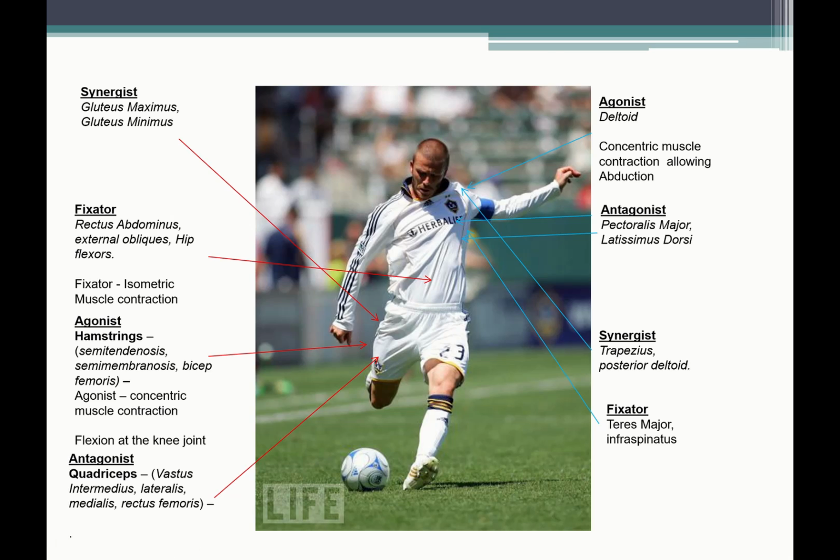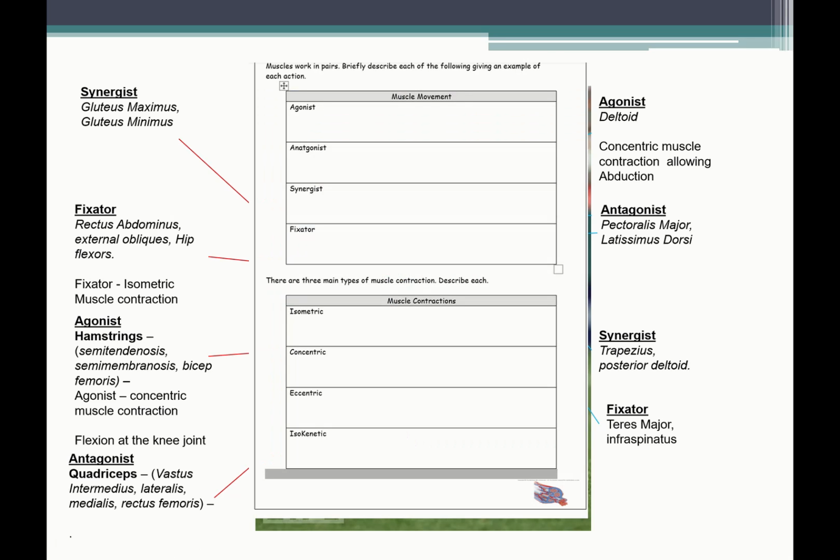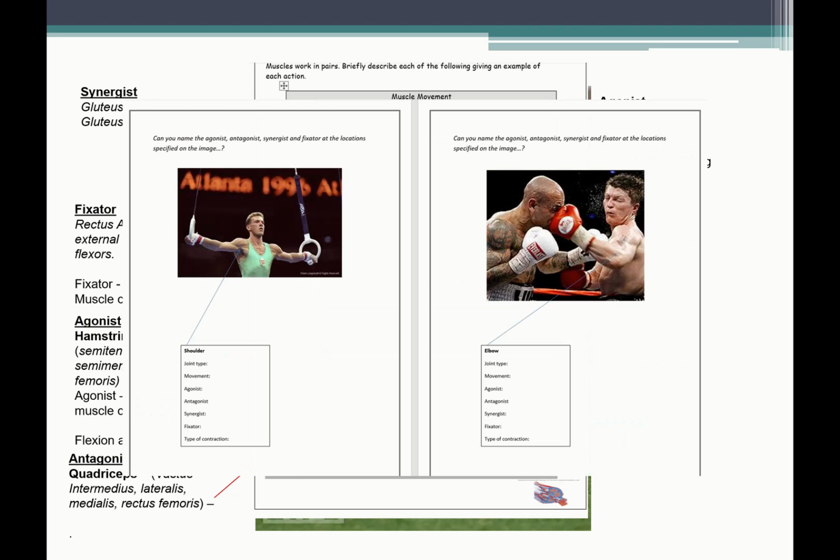Now once again, we can consolidate our muscle movements and our muscle contractions in your work booklet. So if you turn to the muscle movement page, you've got there the 4 key terms of muscle movement and the muscle contractions, where you can write a definition for each. In addition to that, it's also worth noting that there is an additional booklet that you can download and fill out, which will help you to solidify all of the movements of the human body and being able to identify the agonists, antagonists, synergists and fixators at different joints.